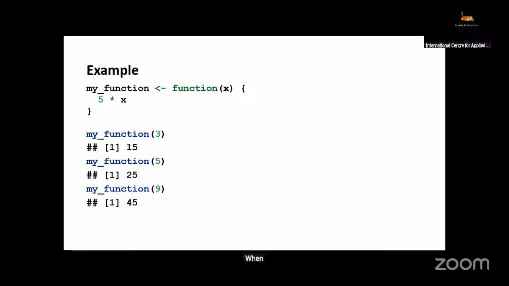When my input value is 5, it should return 25. And then if it's 9, you get 45. So I've gotten 15.